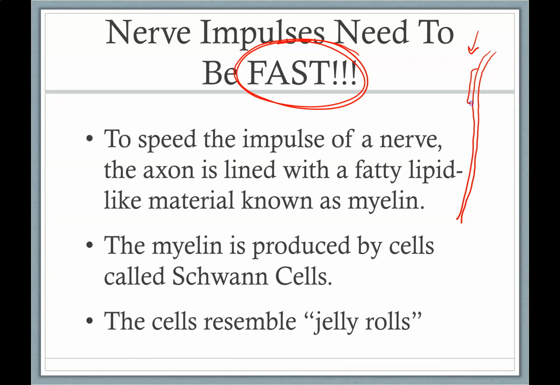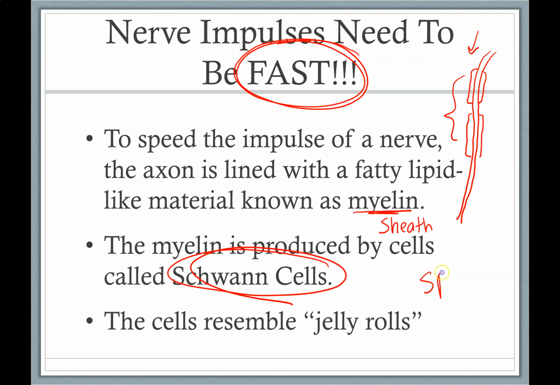Well, the axon is surrounded by this lipid-like, fatty material known as a Schwann cell. Now, the Schwann cell is the individual cell. Together, all of the Schwann cells make up something called the myelin or the myelin sheath. You may see it as either of those words. Once again, it's a lipid or fatty material. It looks sort of like a jelly roll, and you'll see it in the next picture. But it has exactly one job, and its job is to speed the impulse.